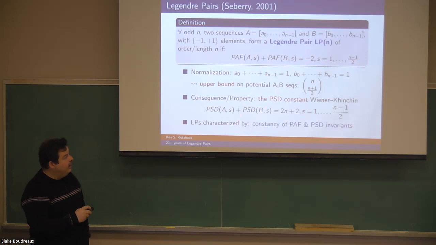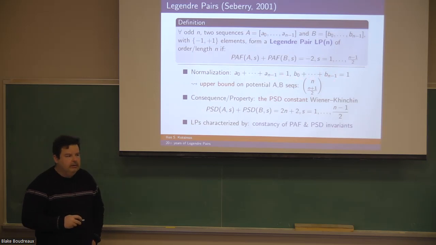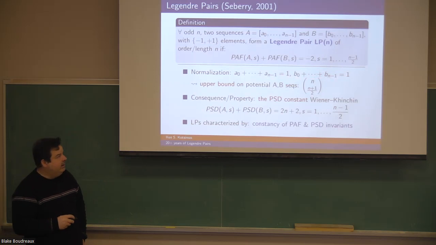Typically, we use this normalization that the sum of the elements of A and the sum of the elements of B have to be equal to 1. And this is without loss of generality due to symmetries. And this gives us an upper bound on the potential numbers of A and B sequences that we can use to make these Legendre pairs.